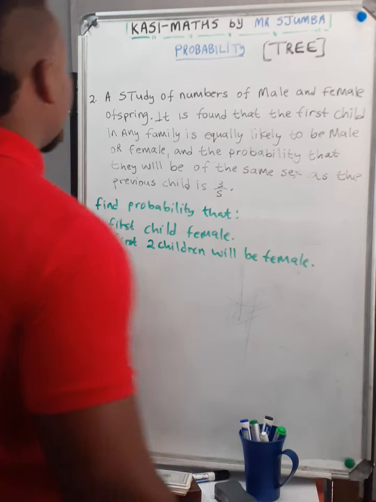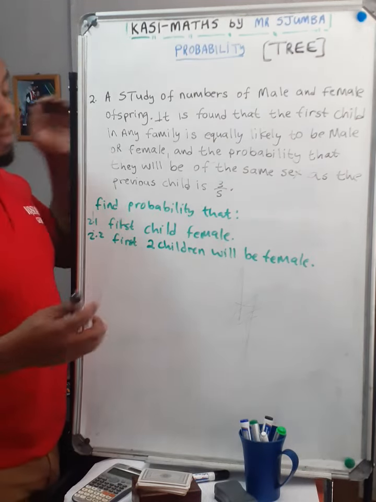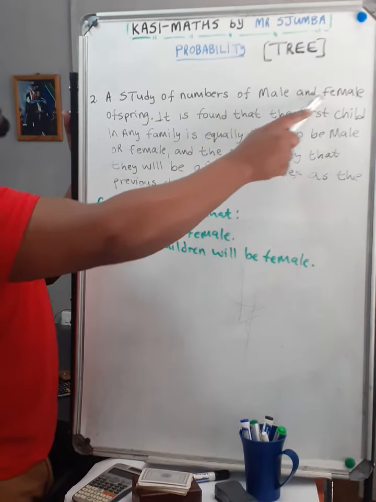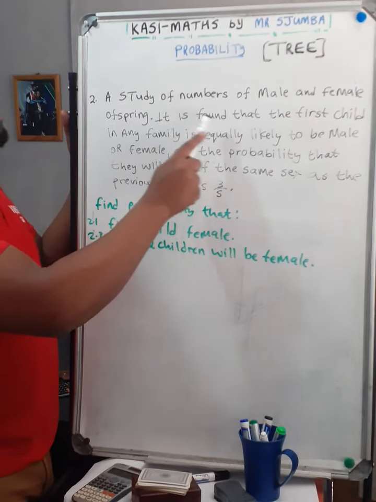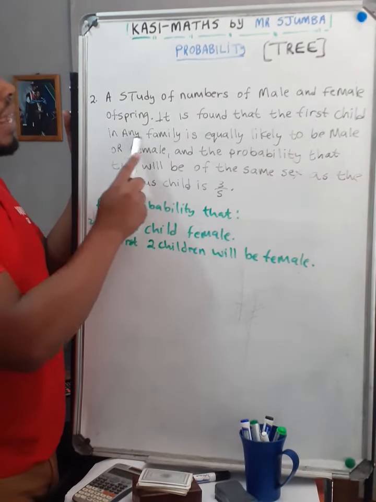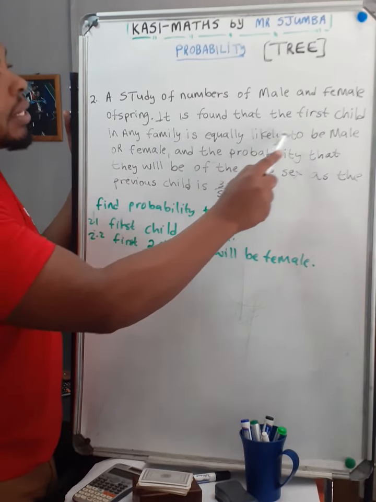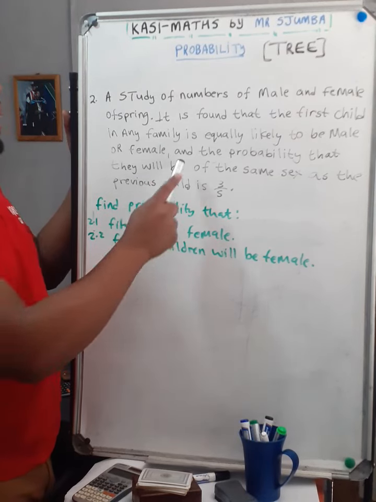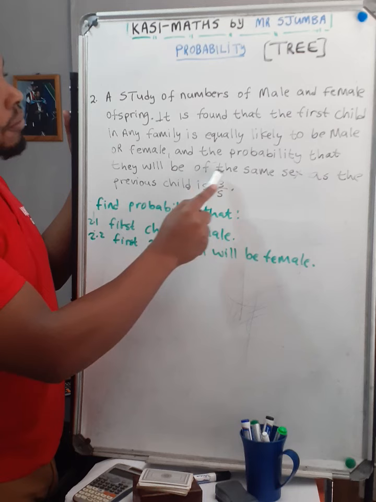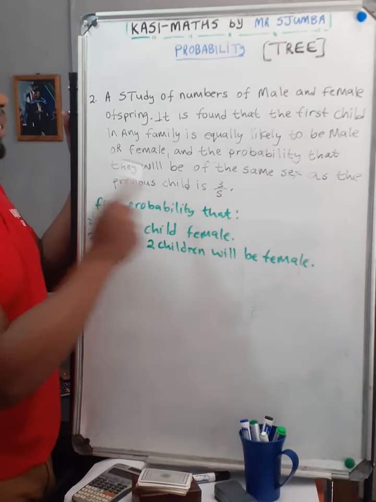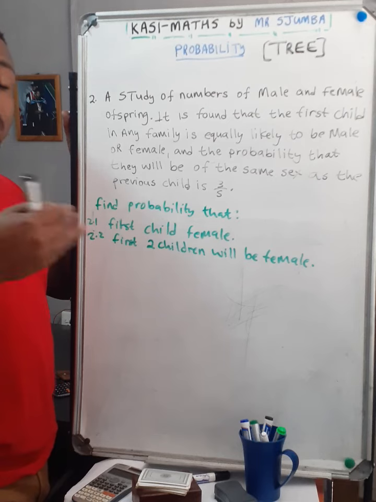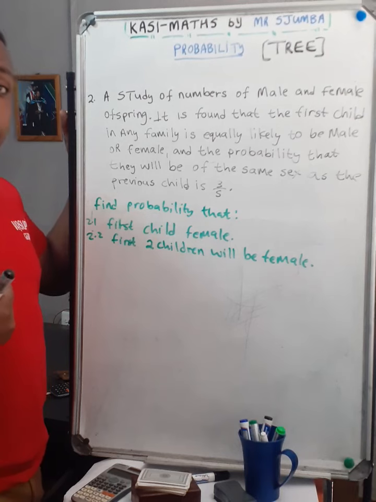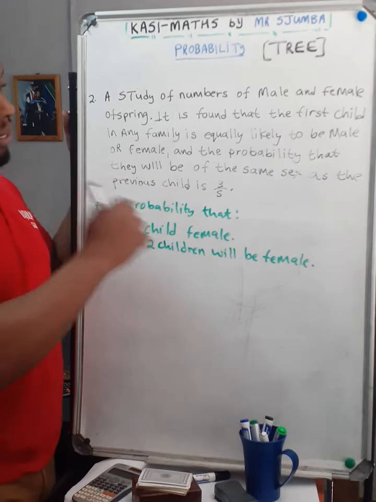Okay, so example number 2. A study of numbers of male and female offspring. It is found that the first child in any family is equally likely to be male or female. And the probability that they will be of the same sex as the previous child is 3 over 5. So if the child is male, the probability that the second child will be male is 3 over 5. Or if the child is female, the probability that the child will be female is 3 over 5.